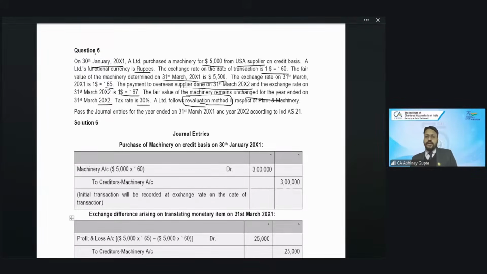For the property, plant and equipment, you need to pass the journal entries for the year ended 31st March 2001 and 31st March 2002 according to Ind AS 21. Now, why according to Ind AS 21? Ind AS 21 has become applicable because the transaction is happening in US dollars. Had the transaction been done in INR only, then there was no role of Ind AS 21 here. Correct? So just try it once, on the basis of your understanding, and then anyway we will see the answer. Okay, sir.